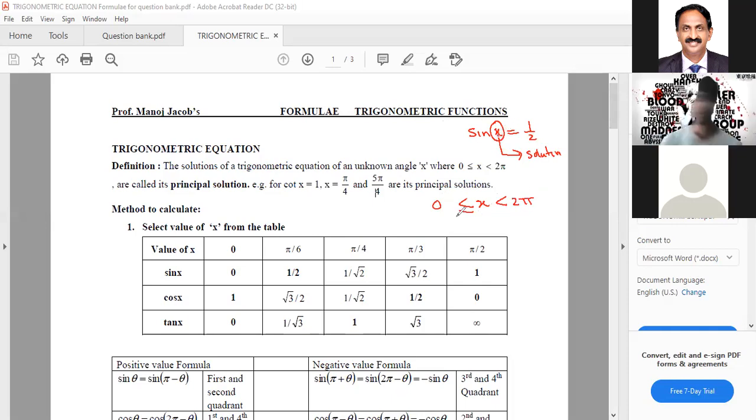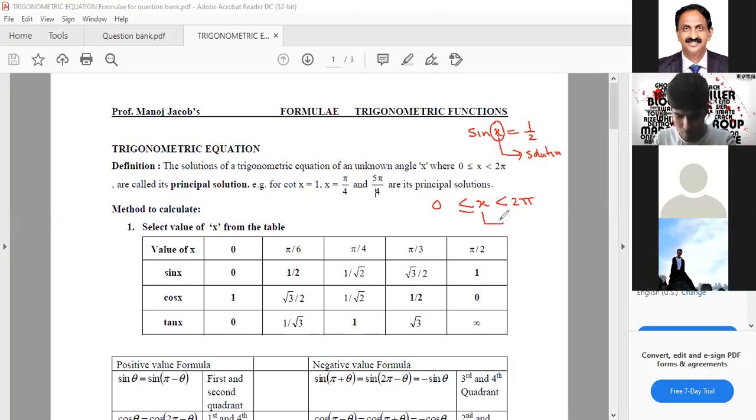if the angle x is between 0 and 2 pi, what do you call that solution? It's called the principal solution. But if you are having a generalized all values of n or all integers, if you are writing all the possible solutions, it is called general solution, right? Now today, first part is how to calculate the principal solution, how to calculate the general solution.